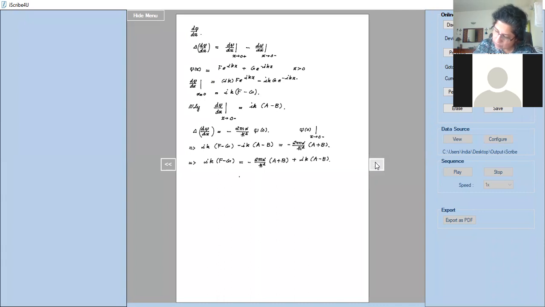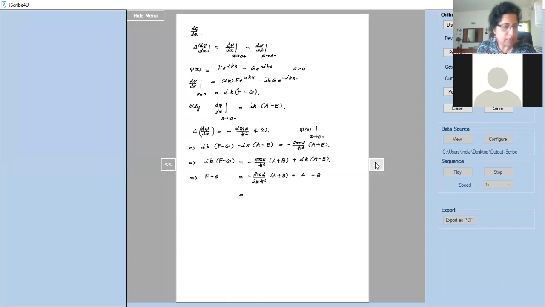So we can divide by ik throughout, which implies that F minus G is going to be minus mα divided by ik ħ squared (A plus B), plus (A minus B). So this is what we get.